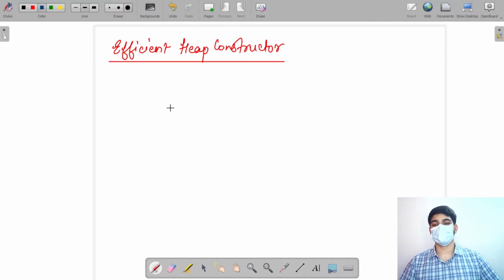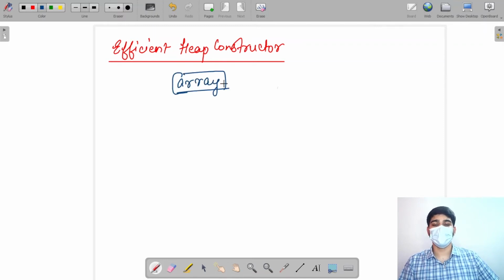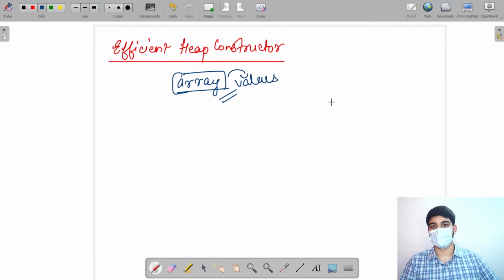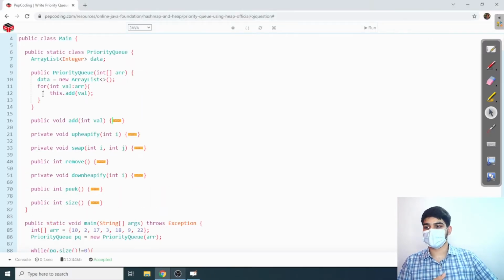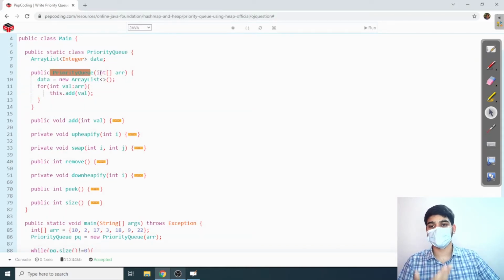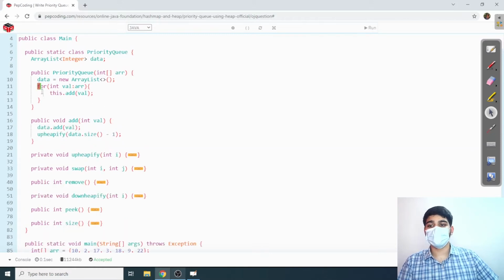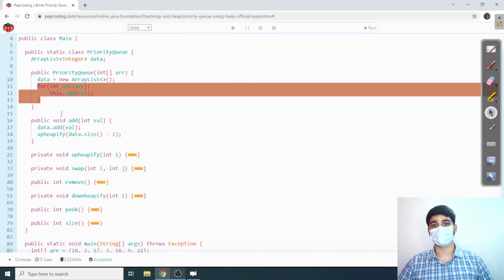But what if I want to create a priority queue, a heap constructor, such that it is able to take an entire array and fill all of those values inside the heap in one go? So the very basic and naive approach that someone would take is something like this. Here we have a priority queue constructor which takes an array as a parameter. Then it calls the add function for each and every value in that array.